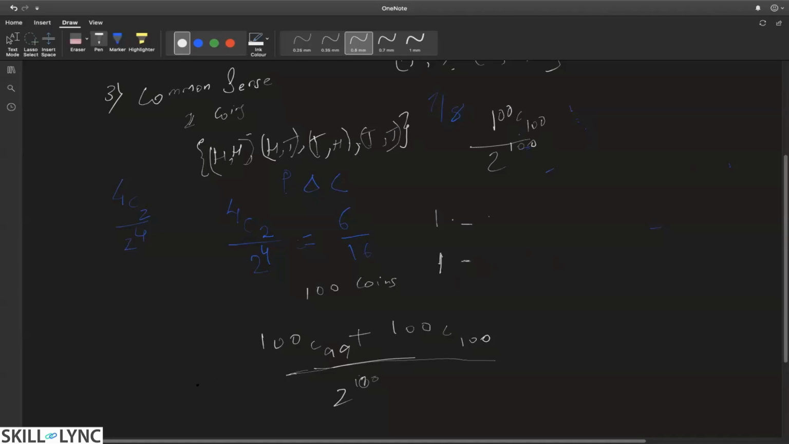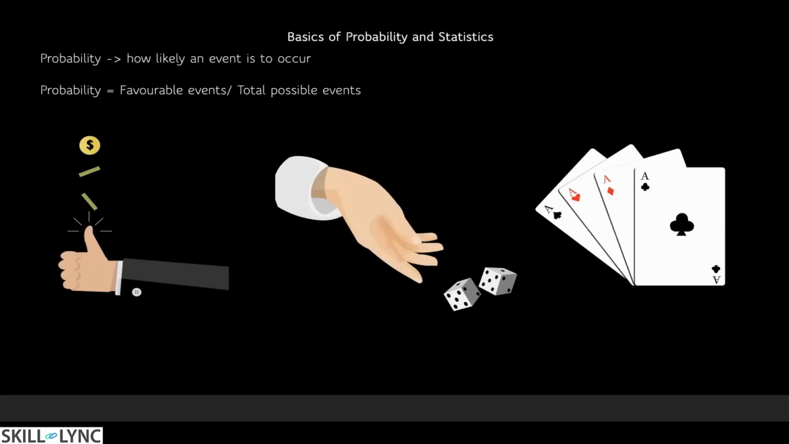So if I want to write for at least 98 heads, then it will be 100c98 plus 100c99 plus 100c100 divided by 2 power 100. Making sense? So you should understand what "at least" means here, right? Plus means or in permutations and combinations language, and and means multiplication. So for 5 minutes we'll have Q&A questions.